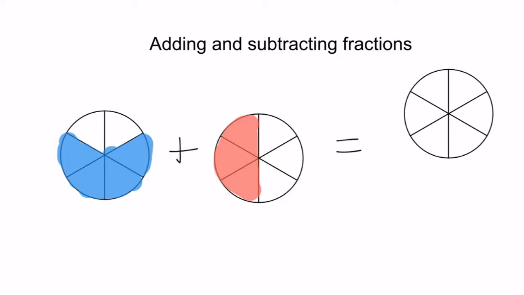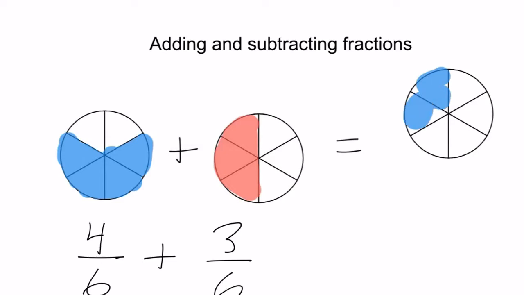Looking at our next example, what fraction is the blue fraction? Well, we can see that it's 1, 2, 3, 4 out of 6 sections. And the next one is 3 out of 6 total. So when we go to add these together, in my answer, I will fill in my blue sections first. 1, 2, 3, 4 sections.